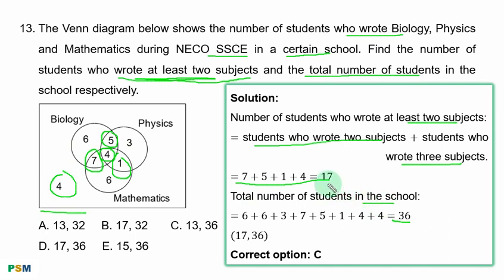If you write both results together, you have 17, 36. The correct option is D. Correct option is D, not C.